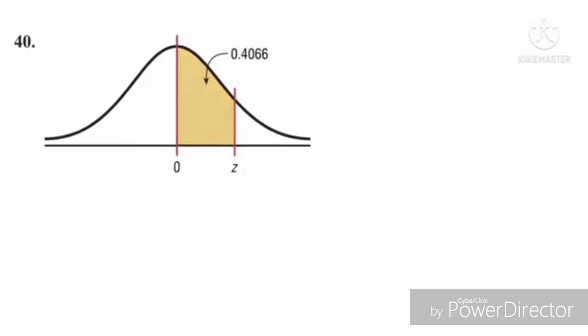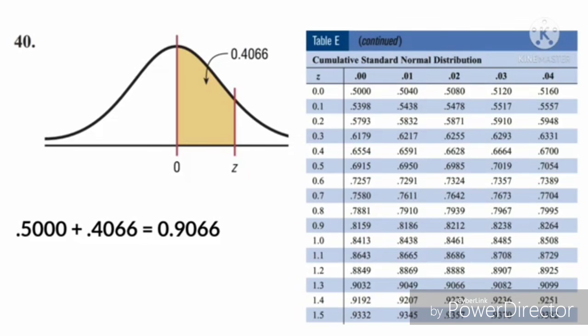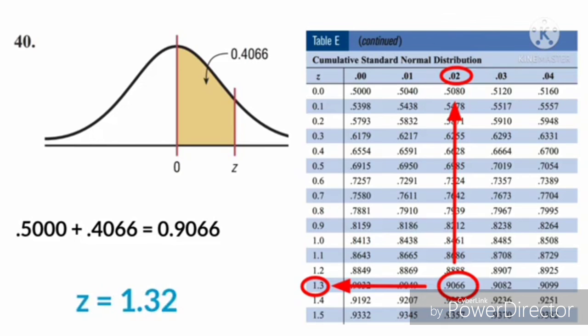Now let's proceed to item number 40. We will find the z value that corresponds to the given area. The given area here is 0.4066 and we will add 0.5000 to it for us to get the cumulative area of 0.9066. Using Table E, you will locate the cumulative area, which is 0.9066. The value in the left column is 1.3 and the top value is 0.02. So the positive z value for the area is z equal to 1.32.